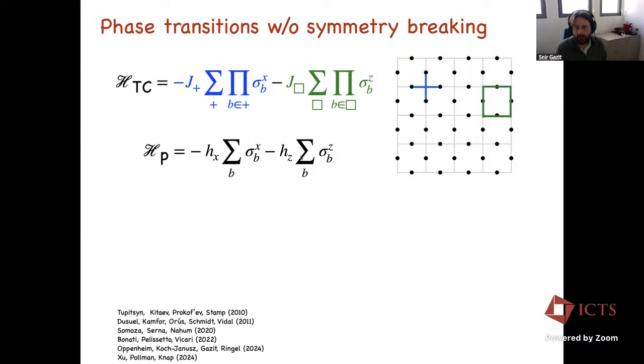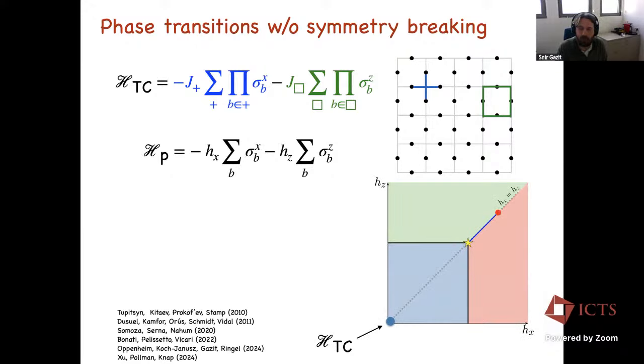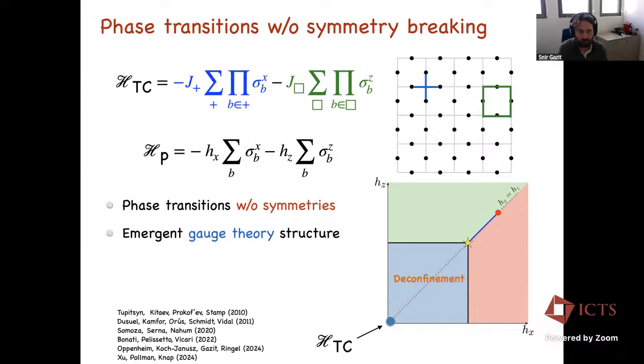But luckily for us, this is not the case. So if one actually solves this model, either numerically or analytically in several limiting cases, one can identify three distinct phases. So basically, we have a phase transition in a model without any symmetries. And the natural language to describe this, which I'll adopt, is an emergent gauge theory structure. And the two transitions here, again using the high energy terminology, are confinement and Higgs transitions.